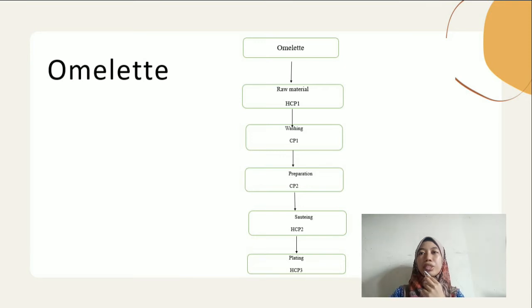The third one is preparation, which is control point number 2. Preparation means you break the egg and beat it smoothly in the bowl. And the fourth one is sauteing. Sauteing means you cook with a little bit of oil, and you need to make sure that the oil comes from halal sources, where the common brands of cooking oil in Malaysia are Arsaji and Buruh. And the last one is plating. You need to make sure that the plate you serve is not used for non-halal product.